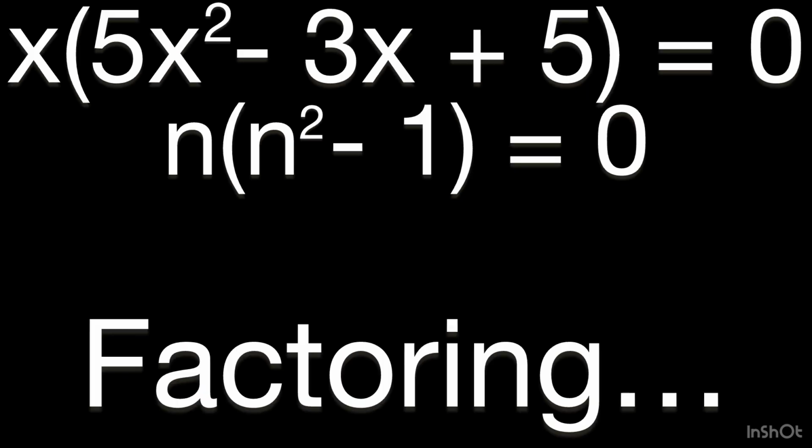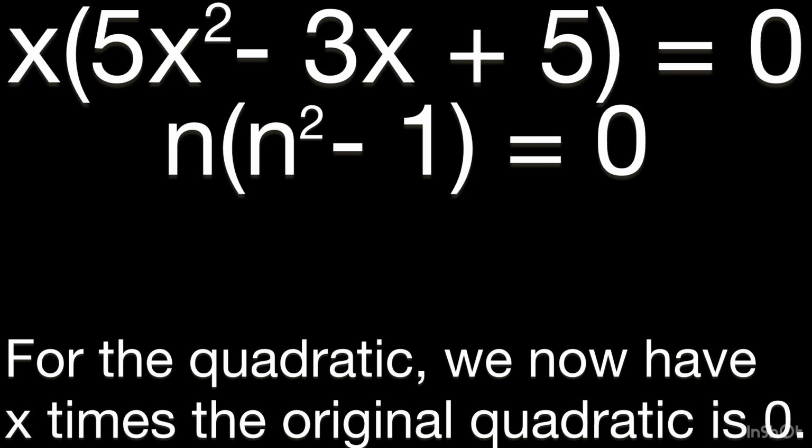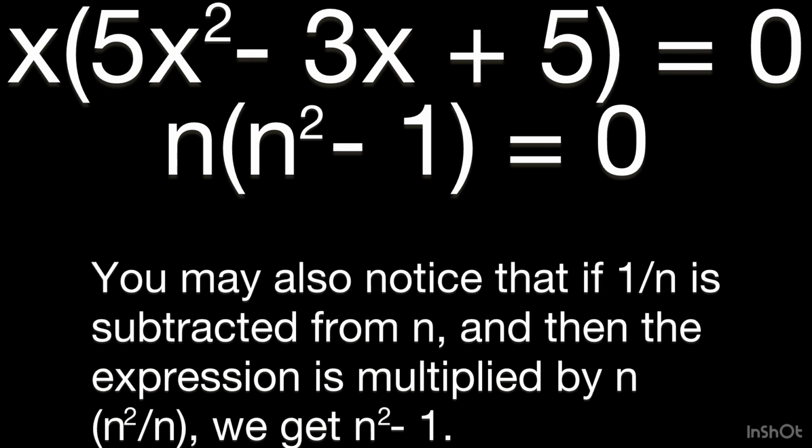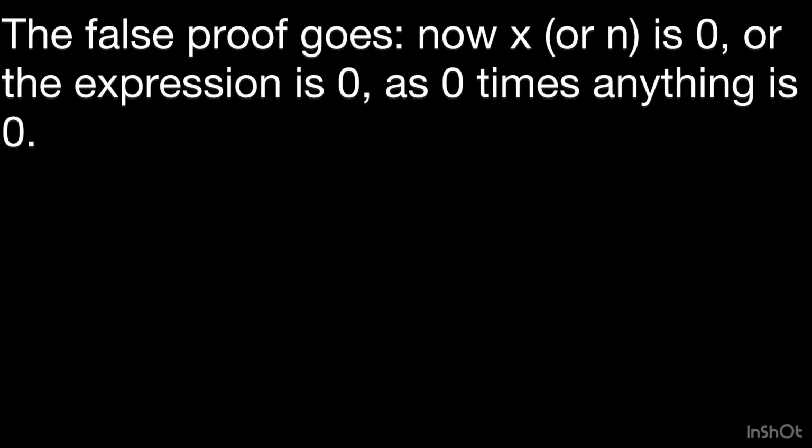So we'll factor out the x and the n. But for the quadratic, we now have x times the original quadratic, 5x squared minus 3x plus 5, that we started with. You may also notice that if 1 over n is subtracted from n, like in the original equation, and then the expression is multiplied by n, which is n squared divided by n, we get n squared minus 1, which is multiplied by n here. So this is very interesting.